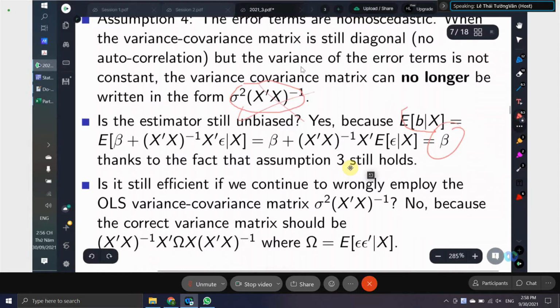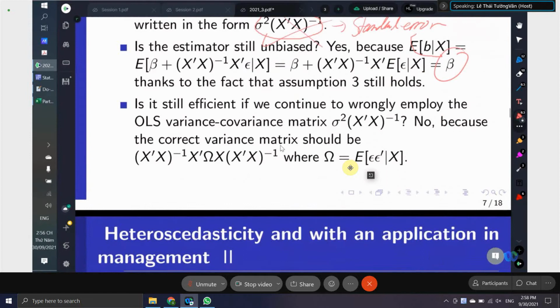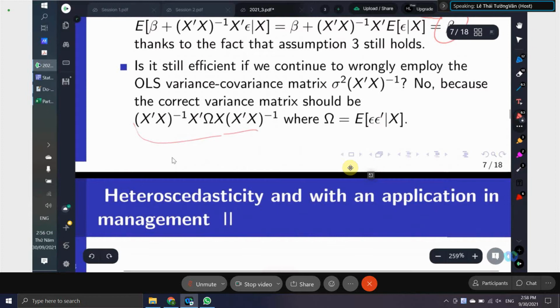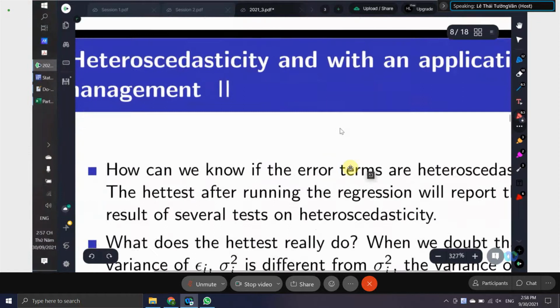It's something different. So if you use this one to compute the standard error, then the standard error will be wrong. And if the standard error is wrong, then your confidence interval is no longer precise. It will be written this way: the variance covariance matrix is x prime x to the minus 1, x prime omega x, x prime x to the minus 1, and omega here is the expectation of epsilon prime given x.